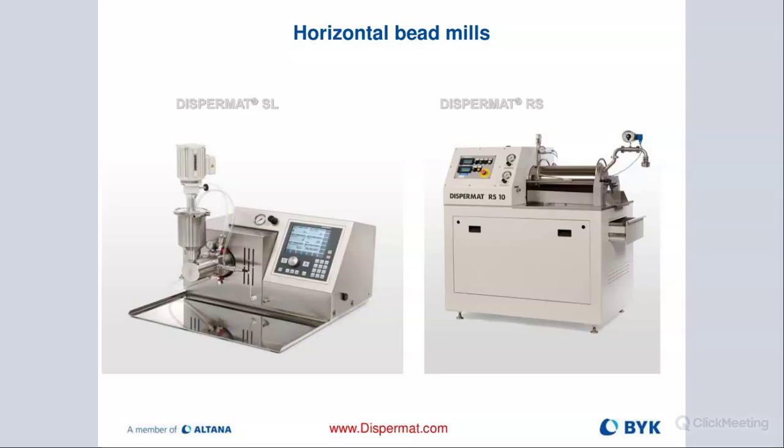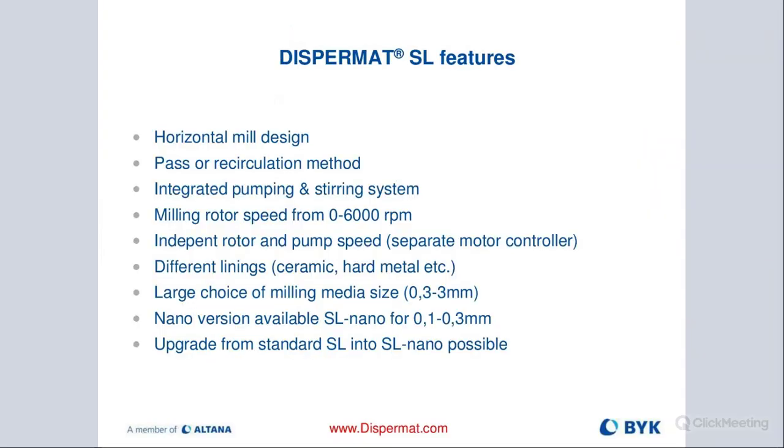So here, again, supply vessel with a motor and an agitator and a pumping system, allowing us to put the product through the milling chamber and then circle it back around to the top, where then we can actually cycle our material and mill for a very long time until we achieve the desired particle size. Really, really nice horizontal bead mill design. Anybody that has one actually is really happy with them. You can either pass through or do recirculation method. Our system has that integrated pumping and stirring system.